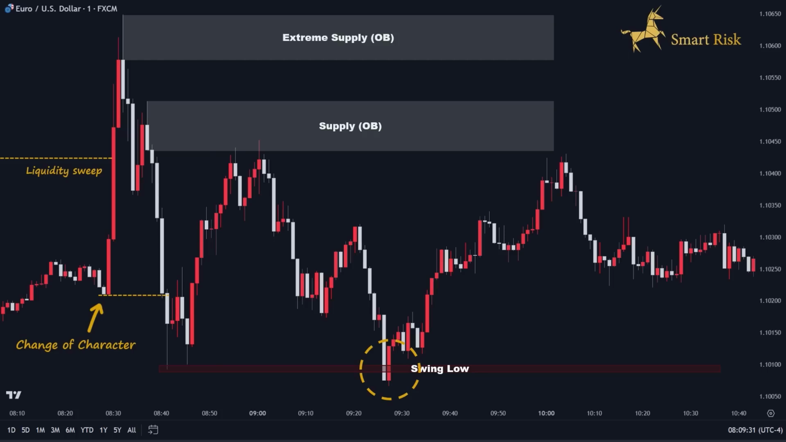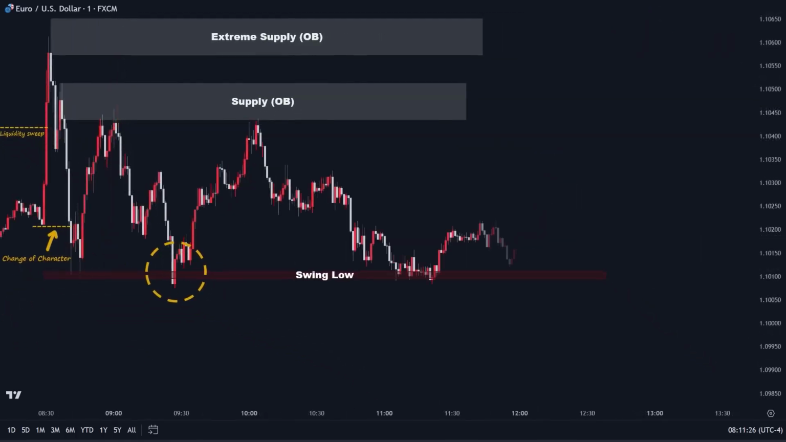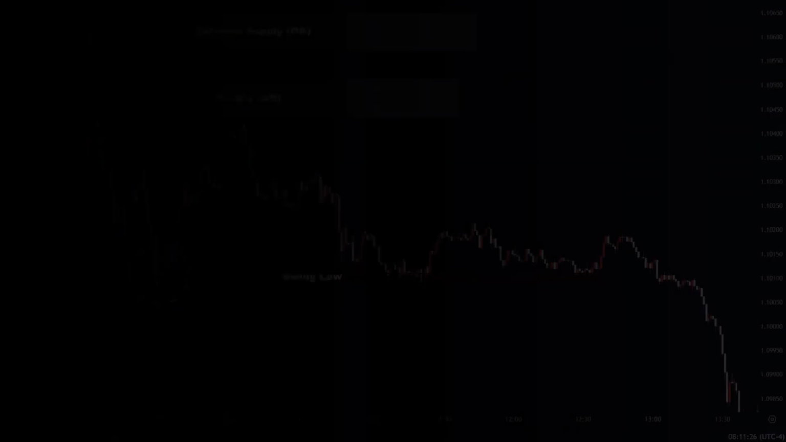It's clear that after addressing the lower order block, the price shifted its direction to the downside. Furthermore, the price continues to decline without triggering the extreme sell order. Eventually, the price reaches our preset take profit target. This trade has yielded a promising reward to risk ratio, demonstrating a successful result. Now let's go ahead and see another example.